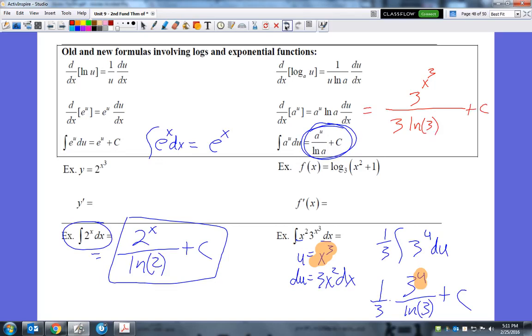And if you wanted to, just a recap of laws of logs that you should kind of know, this 3 can be moved there because of a property or a law of logs. And it would be natural log of 3 cubed. So if you wanted to, you could say the natural log of 27. And then you could have 3 to the x cubed plus c.